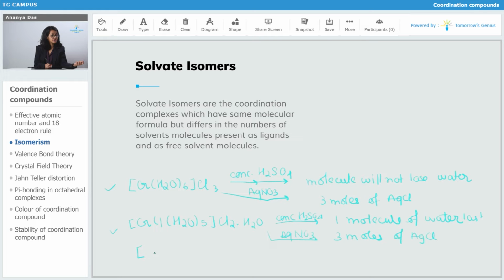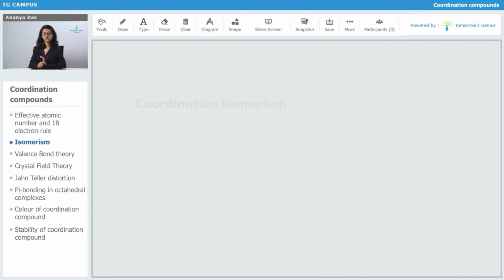We can say that we have [Cr(H2O)4Cl2]Cl·2H2O. So this is also a solvate isomer of the other two. This molecule is going to lose 2 molecules of water on reaction with concentrated H2SO4, and it is going to give 1 mole of AgCl on reaction with AgNO3. So all of these are solvate isomers.